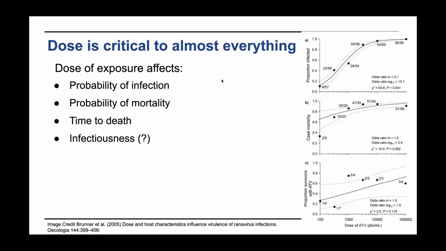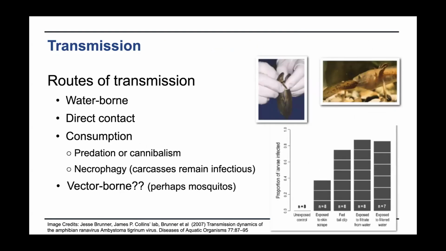So dose affects probability of infection, the probability of mortality, how quickly those animals die, and probably how capable those infected animals are of passing on the infection. Presumably, if they have more intense infections, so higher viral titers inside of them, they're more able to pass on that infection. Okay, so how does the virus actually get between hosts?